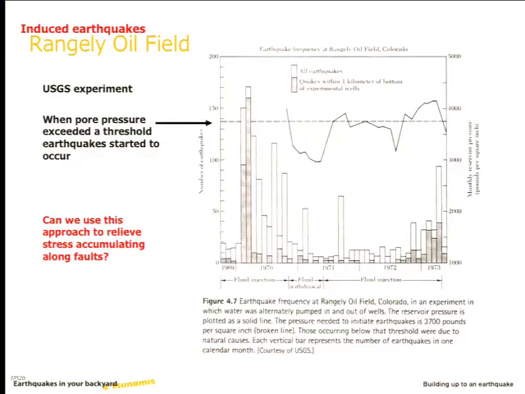And this is another example. I'm not going to go into this. It is from the Rangely oil field. This was more of a controlled experiment where they increased and decreased the fluid injection and showed that there was an increase and decrease in the number of earthquakes. But there was no question. You could pump fluids into the subsurface. This reduces the strength of the faults and causes the faults to release a little bit.